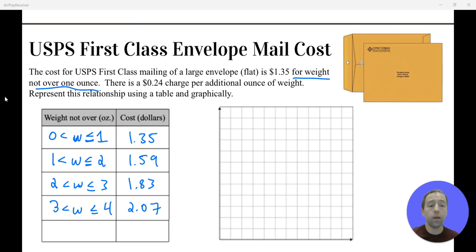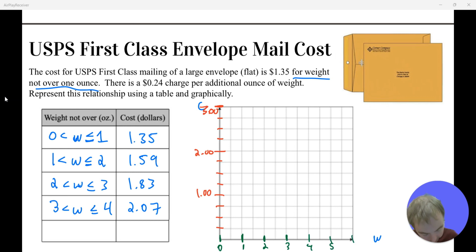Okay, so if we represent this in the graph right now, and we let this be the W for the weight in ounces, and then we let this be the axis for the cost in dollars, what I might do here is label by 25 cents. So we'll make this $1, $1.25, $1.50, $1.75, $2 right there, and then all the way at the top would be $3, let's say. And then in terms of ounces, let's count by ones every 2 squares. So let's say that that's 1 ounce right there. That's 0 ounces, 2 ounces, 3 ounces, 4 ounces, 5 ounces, and 6 ounces.